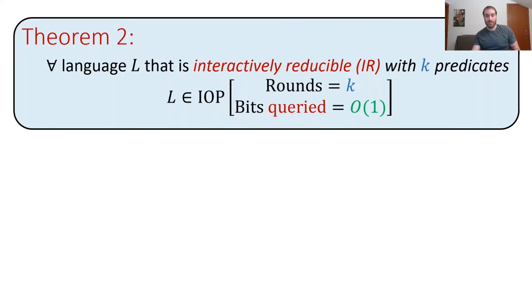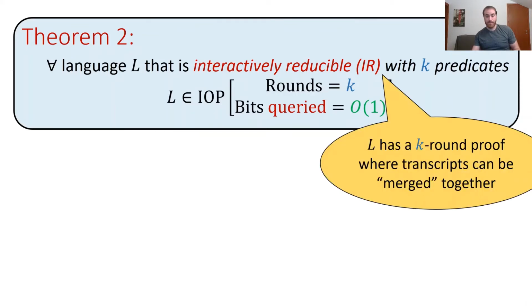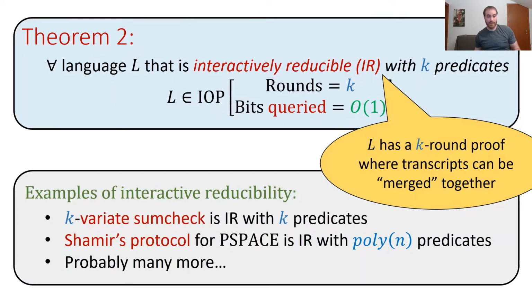And this interactively reducible property roughly says that the language has a k-round proof where transcripts can be merged together in some sense. And we show that k-variate Sumcheck is interactively reducible with k predicates, and that Shamir's protocol for PSPACE is interactively reducible with a polynomial number of predicates. And we also believe there are many more natural proofs that have this property. These are just the ones that we looked at.